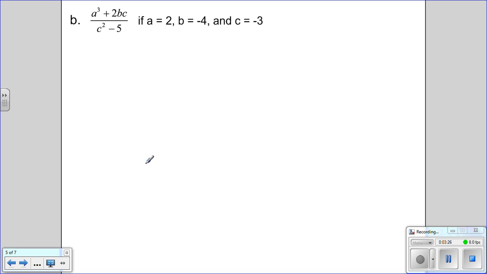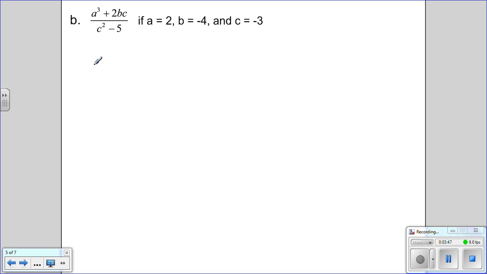Letter B, let's try this one. We have a fraction here. We have 3 variables this time, a, b, and c. A cubed plus 2bc divided by c squared minus 5. Same thing, we've got the values. A is 2, b is -4, c is -3. So we're going to plug in those numbers in place of the variables and evaluate to get our answer.